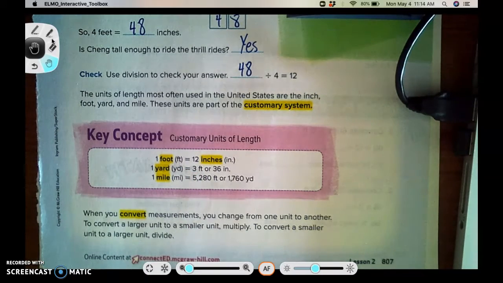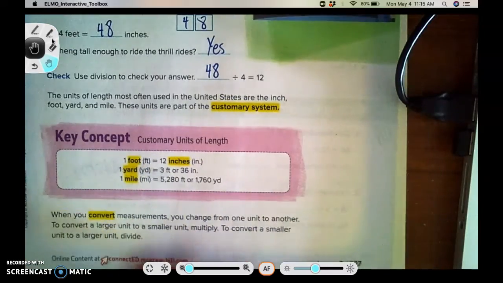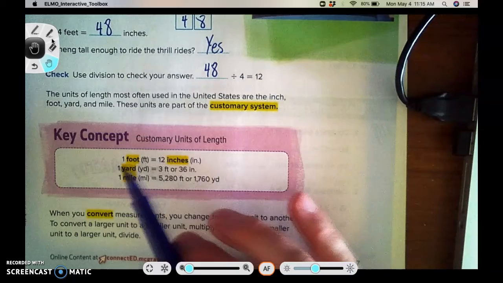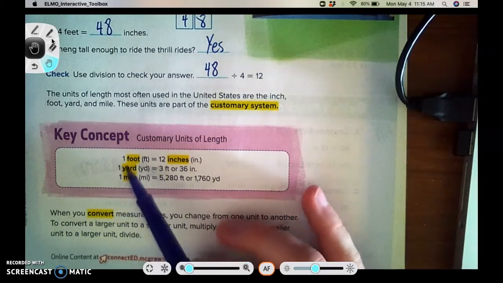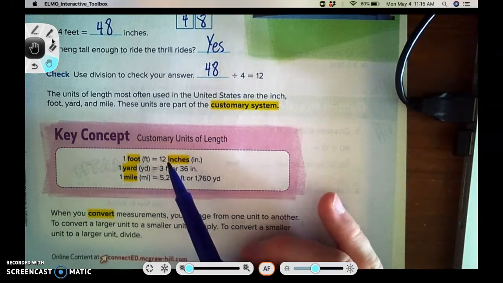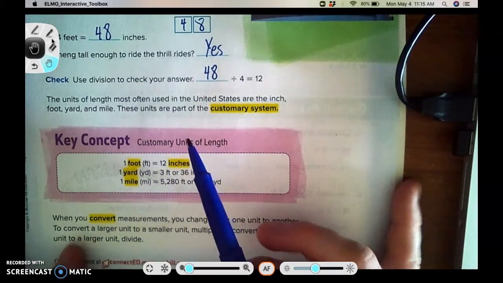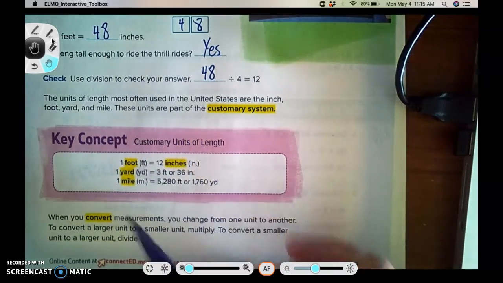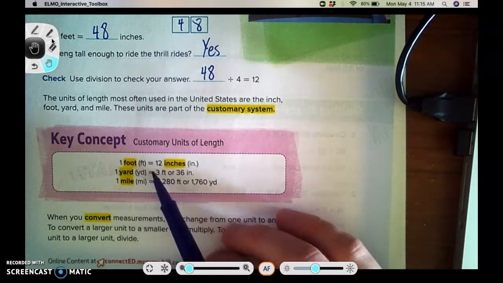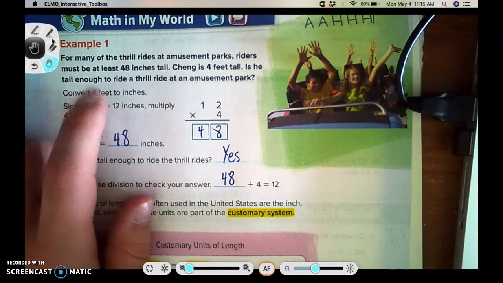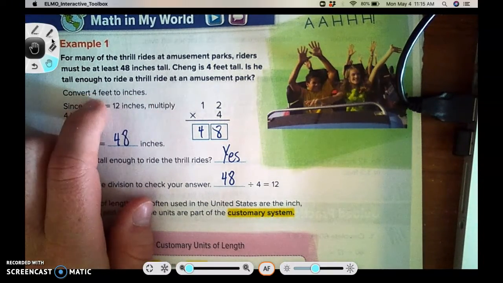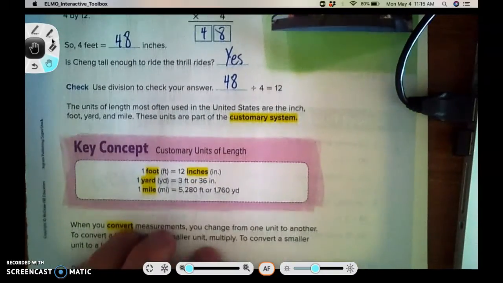1 mile is approximately 5,280 feet, or 1,760 yards. The thing that I'll mention is that when you go from a larger unit to a smaller unit, like we did, feet to inches, your answer is always going to get bigger. You're going to have to multiply, just like we did here. Because if we have a foot, we're going to have 12 inches. So if we had 4 feet, we can't have an answer that's smaller than 4, because there are always 12 inches in 1 foot, so we know it's going to get bigger.